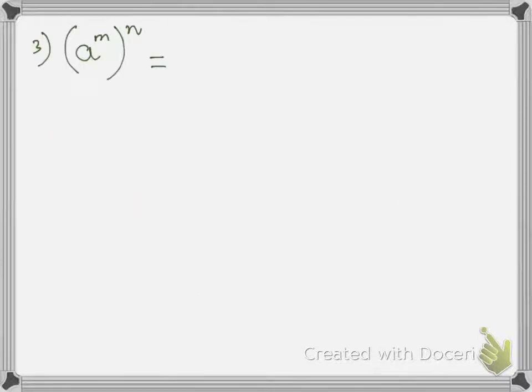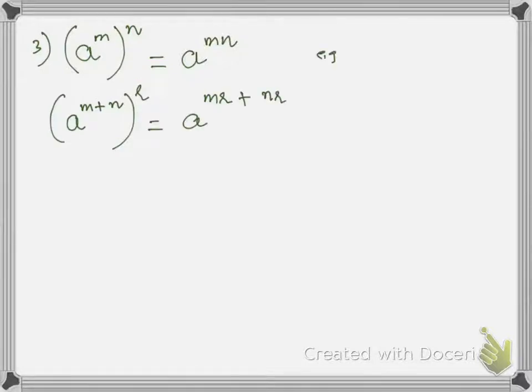We can multiply m with n according to rule number 3. And more example of rule number 3. The other way of writing rule number 3 is (a^m) whole power n equals a^(mn). So we can multiply this n with m. Examples of these two rules.